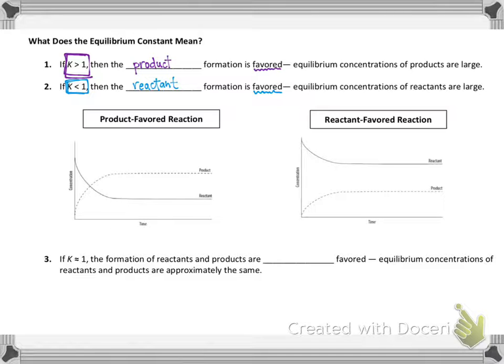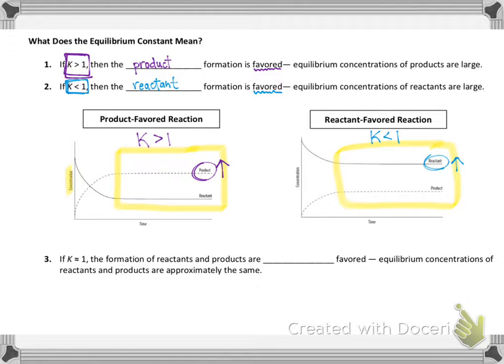You can even represent this graphically. I know you're excited. So if you're graphing concentration versus time, notice both the concentration of products and reactants has become constant. But in this particular example, you've got lots more products. So this is an example of a product-favored reaction, where K is greater than 1. And the opposite graph is showing you a reactant-favored reaction, because at equilibrium, you've got more reactants than products. So from this graph alone, you could tell that K is less than 1. Now, if K is about equal to 1, then the formation of reactants and products are about equally favored, and you've got about the same amount of each.